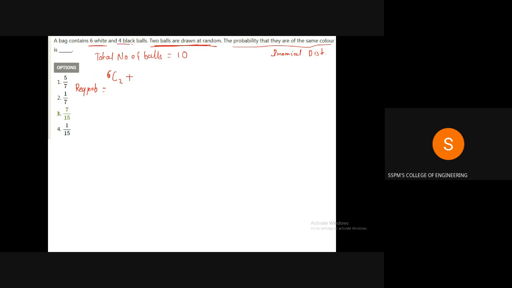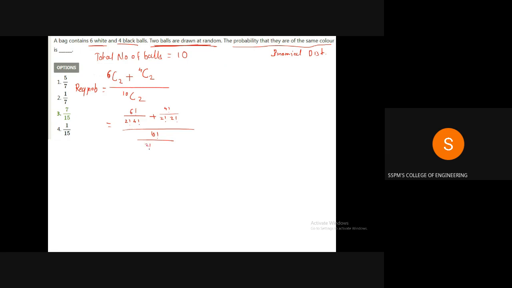Plus similarly, for the four black balls, the probability of getting black balls is 4C2 divided by what? The total number of balls is 10. Therefore, the denominator is 10C2. So now we have to calculate this and find out the value. What is the value of 6C2? It is 6 factorial divided by 2 factorial 4 factorial, plus what is 4C2? It is 4 factorial divided by 2 factorial 2 factorial, divided by 10C2, which means 10 factorial divided by 2 factorial 8 factorial.